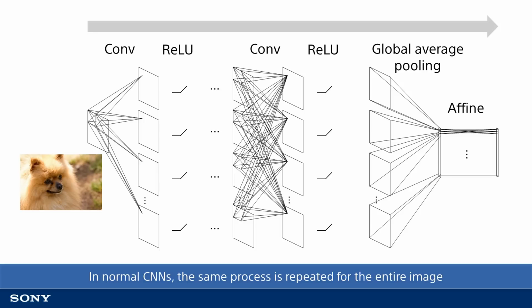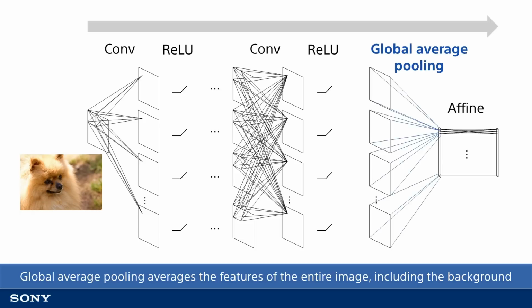Let's look at an example of a network configured with multiple convolution layers and a global average pooling in the final layer to average the features of the entire image. In this network, the final affine fully connected layer estimates the image category. The smaller the area of the entire image taken by the actual subject, the more classification results are affected by the background and other unimportant information.